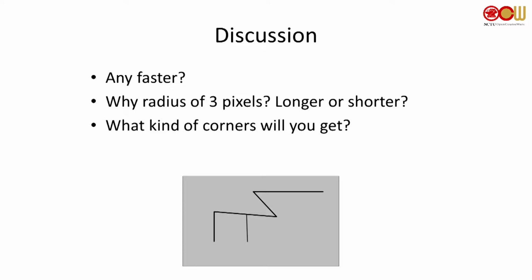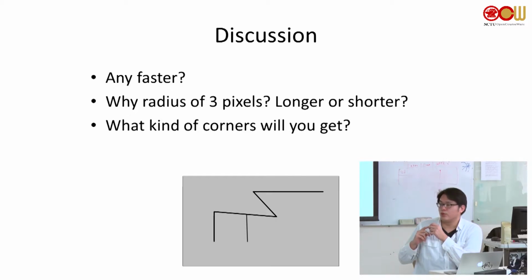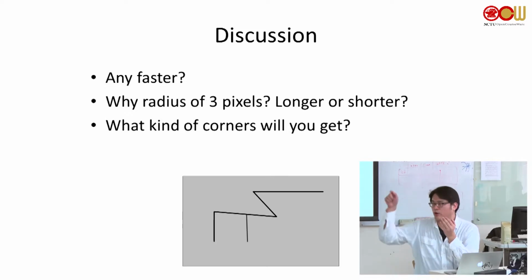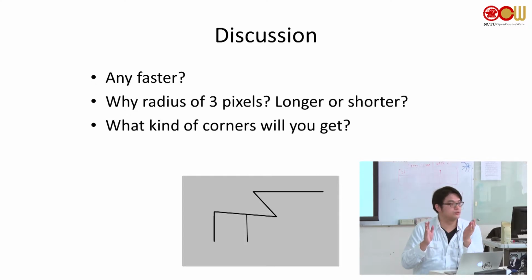There are 3 questions here. The second question is why a radius of 3? Longer or shorter? And the last question: what kind of corner will you get, for example, in this picture? Is there any way to make it even faster? Now I have a center, I found the intensity value, and I need to do the testing 16 times in order to find, okay, now I got 12 ones, I think C is a corner. Is there any way to make it faster?